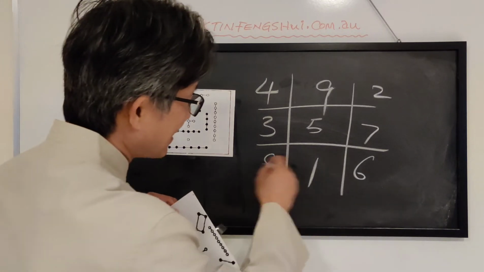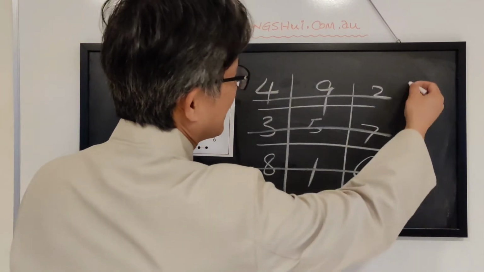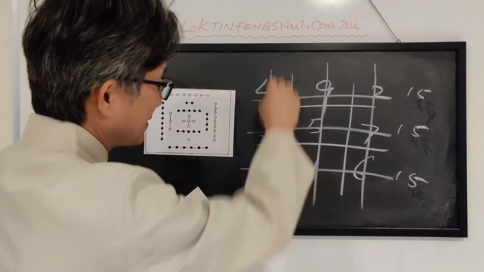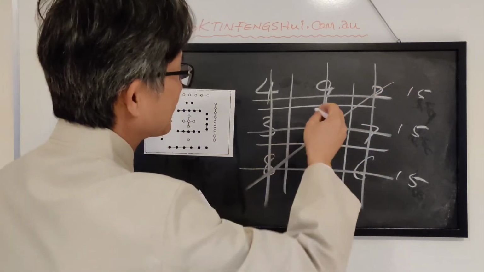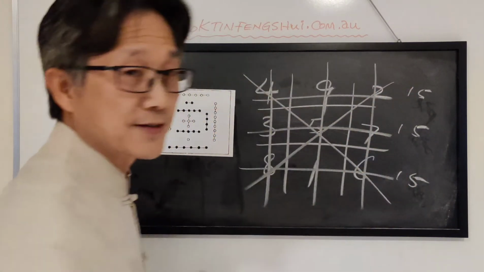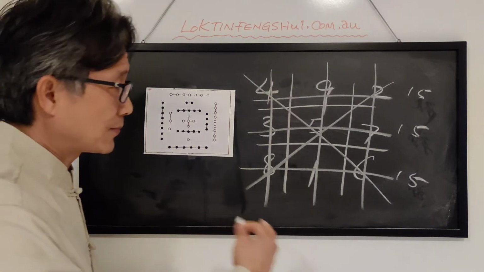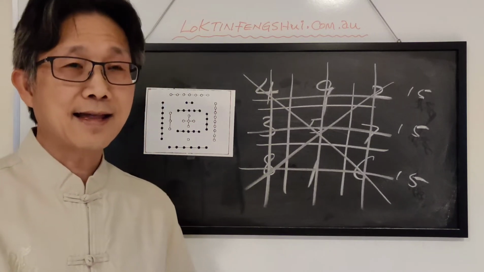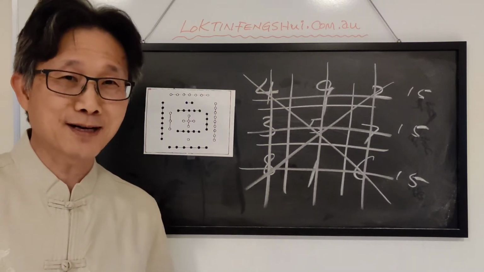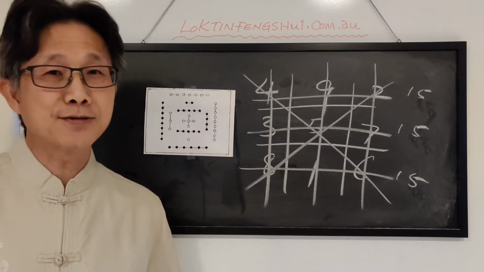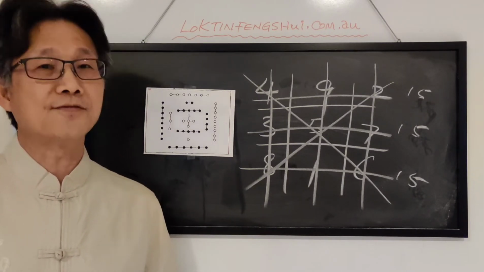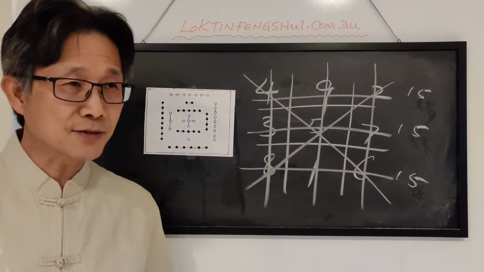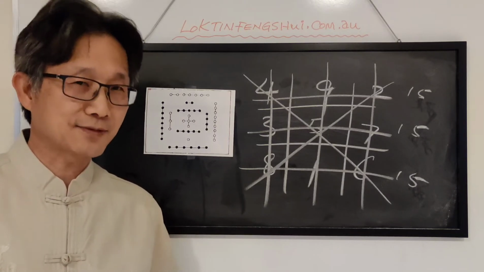Every line, 1, 2, 3, becomes 15, 15, 15. This line, this line, this line, 15. That line becomes 15. That line becomes 15 as well. So it all adds up to the number 15. That is very important in Feng Shui as well, because we also want to create a 15 number in configuration from the Ho Tu. Later, I'll explain it step by step.